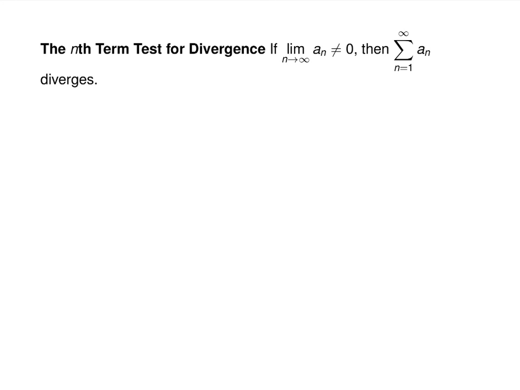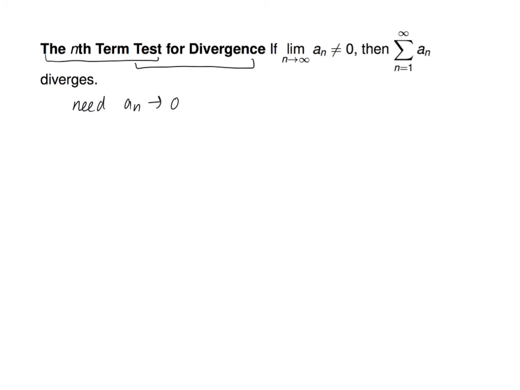So this nth term test for divergence, some people call it the nth term test, some people call it the test for divergence, I don't care which one. It says that if your terms don't go to 0, then your series has to diverge. And that comes from the theorem we had above. And then it would be, if it diverges, then it doesn't go to 0?